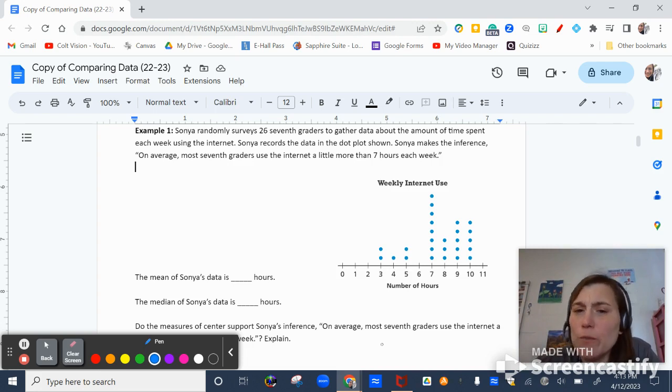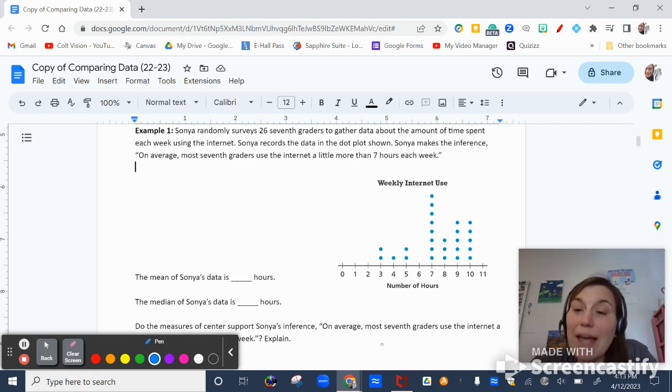Not to be confused with the 7 here, that is also the mode. The 7 that's the mode is the number of hours that most people said they spent on the internet. The fact that the range and the mode are the same number really has nothing to do with each other. You'll find a lot of times your range and your mode are not the same number. They just happen to be here. So the most common answer people said was 7.